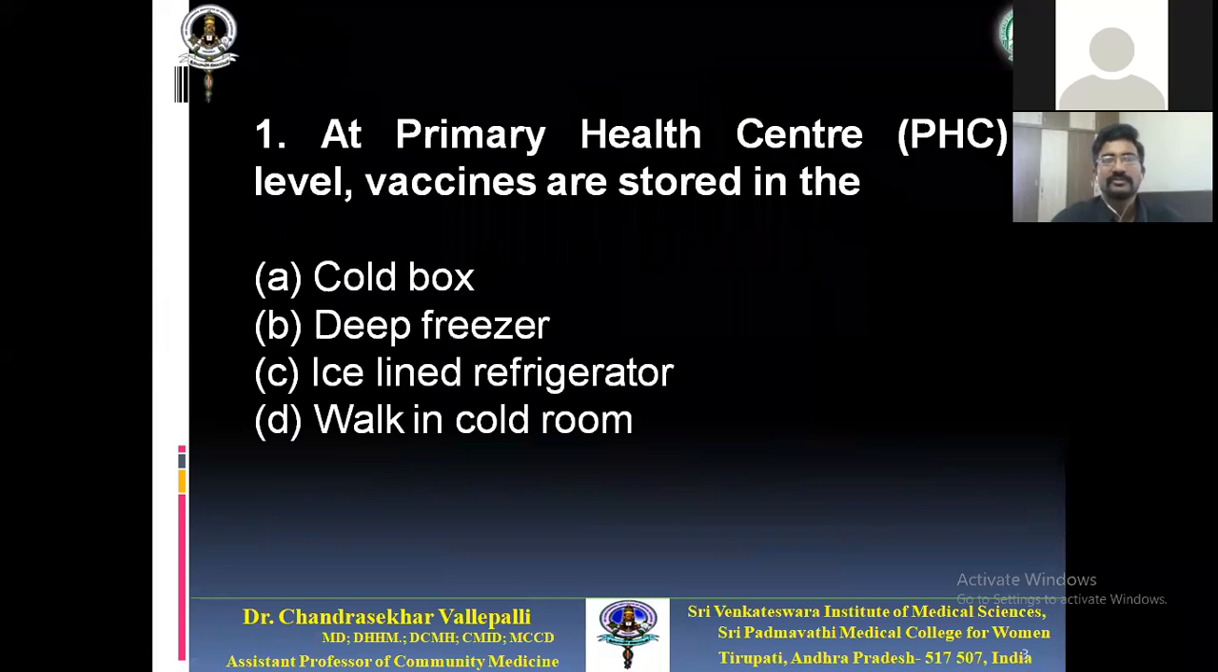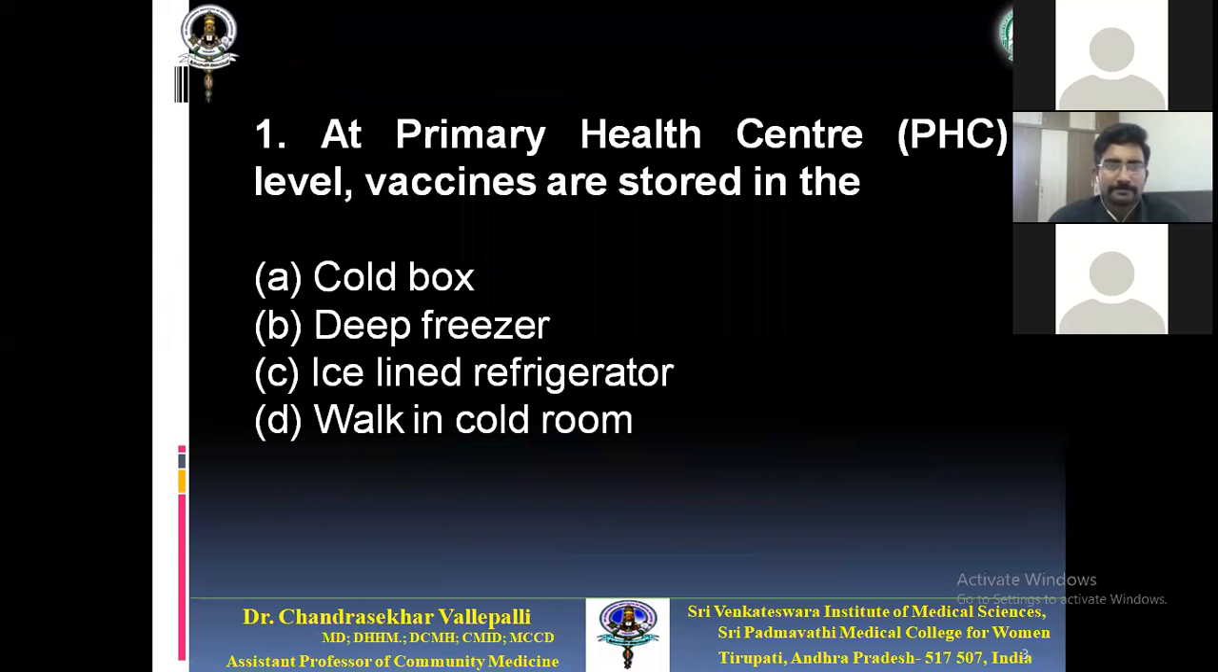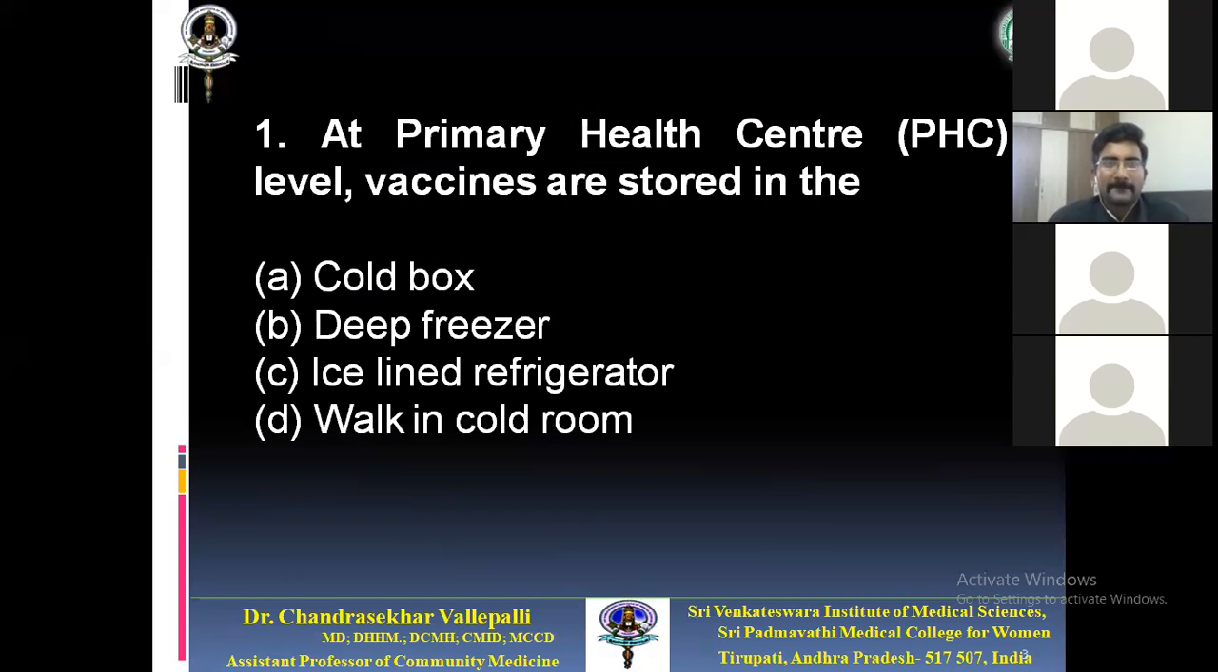So starting with the first question. At the primary health center level, vaccines are stored mainly in A, cold box, B, deep freezer, C, ice-lined refrigerator, D, walk-in cold rooms. Ice-lined refrigerator. Excellent. Any other? Ice-lined refrigerator, sir. Yes, you might have seen this during our RHTC postings when you visited the Rural Health Training Centre in Mangalam, right? So it might be an easier question for you, right? Okay, we will see during the lecture and after that.